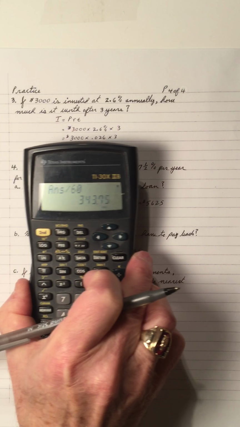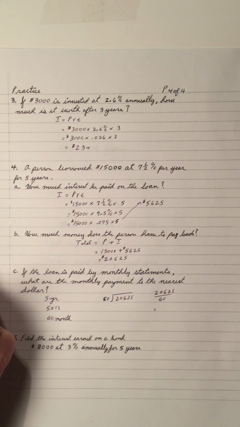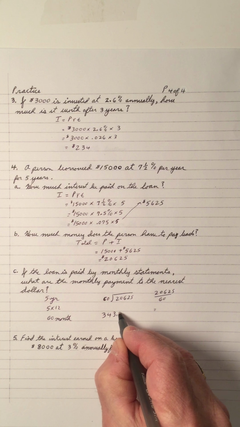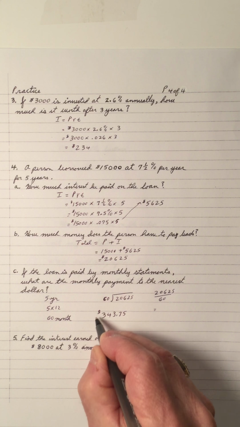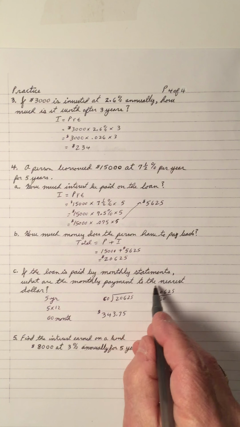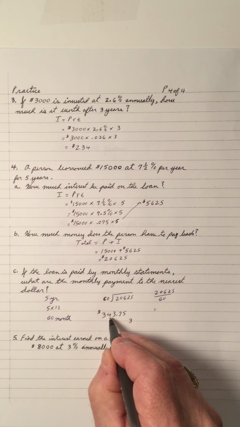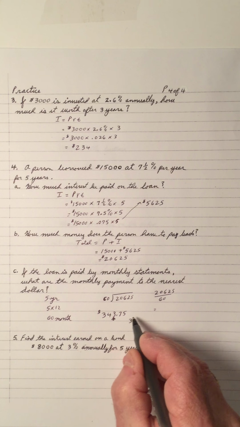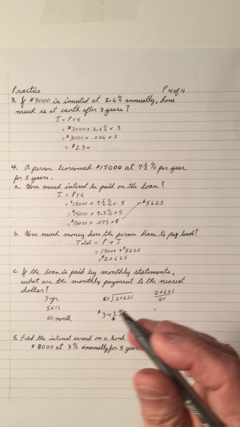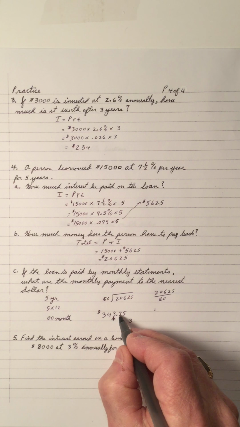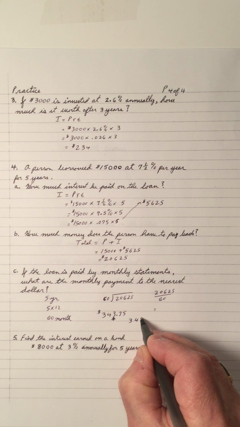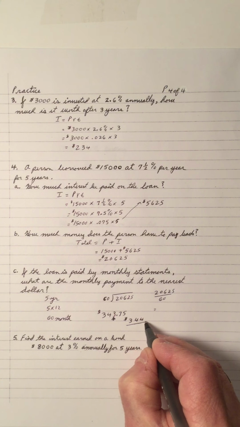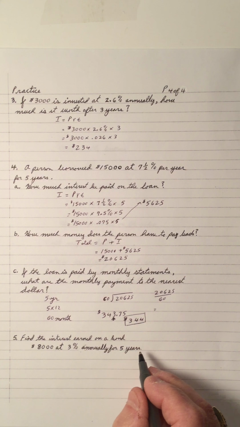I get $343.75 when I divide that out. But we want it to the nearest dollar. So it's 343. There's the dollar right there. So we look at the digit to the right of it, which is 5 or more. We add 1 on. So it's 344. So your monthly installment is $344.